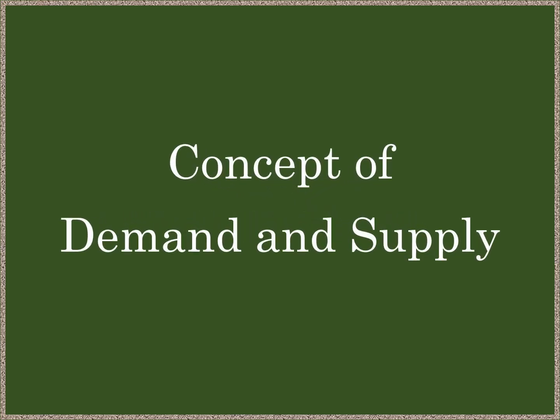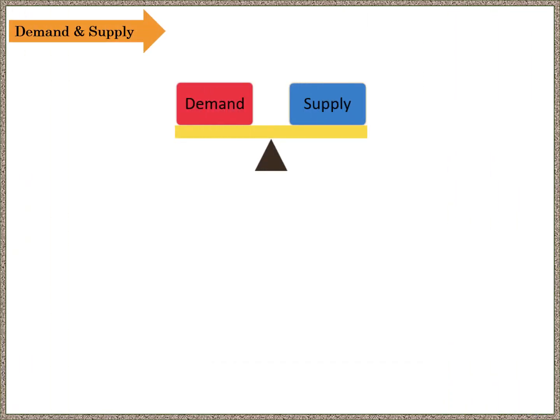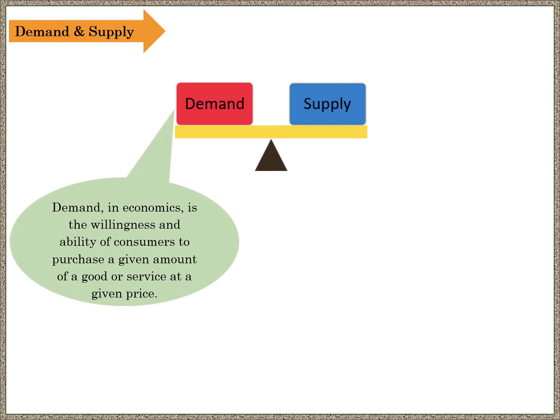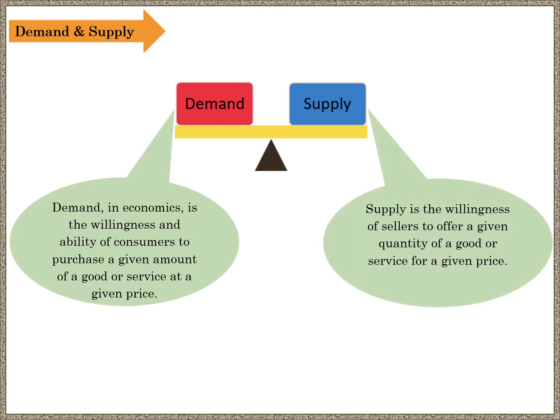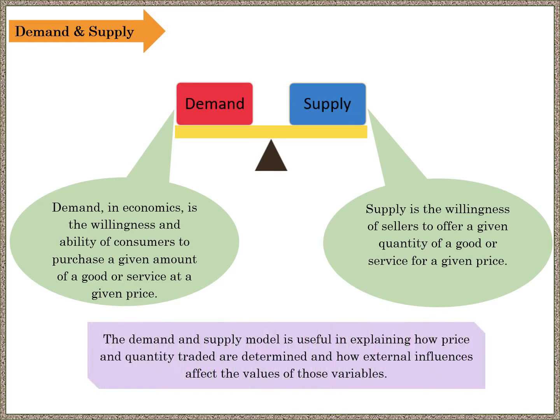Today we are going to study the concept of demand and supply. So, what is demand? Demand in economics is the willingness and ability of consumers to purchase a given amount of a good or service at a given price. On the other hand, supply is the willingness of sellers to offer a given quantity of a good or service for a given price. The demand and supply model is useful in explaining how price and quantity traded are determined and how external influences affect the values of those variables.